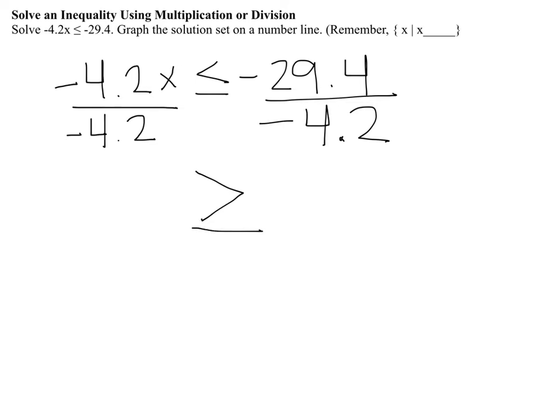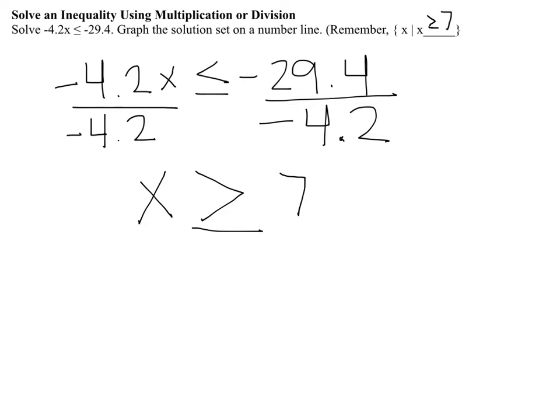And negative 4.2 divided by negative 4.2 is just 1, so I'm going to have x is greater than or equal to negative 29.4 divided by negative 4.2, which is going to give us 7. So we can go ahead and fill our area in up here for our set notation. So we have x is greater than or equal to 7.